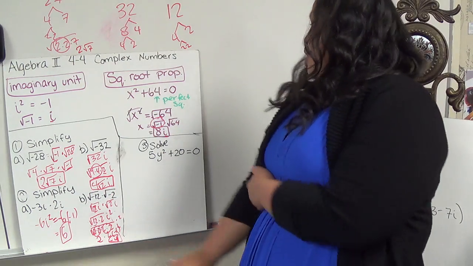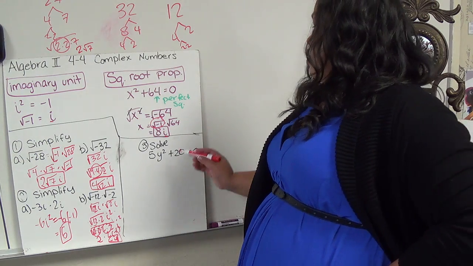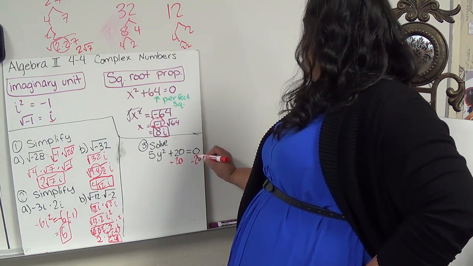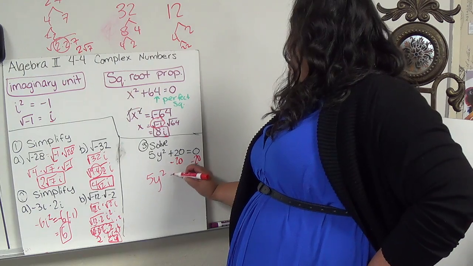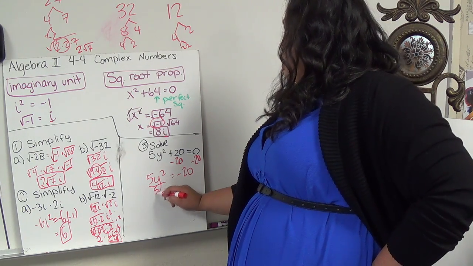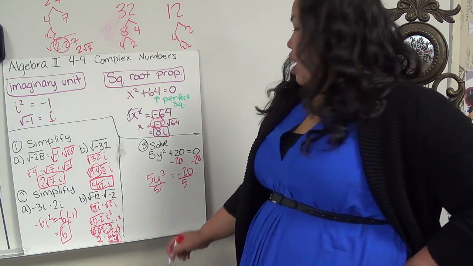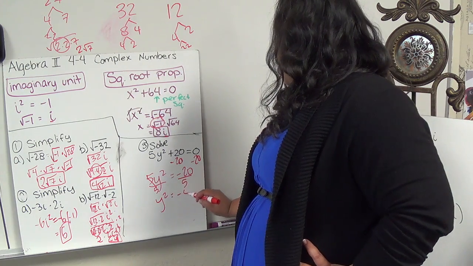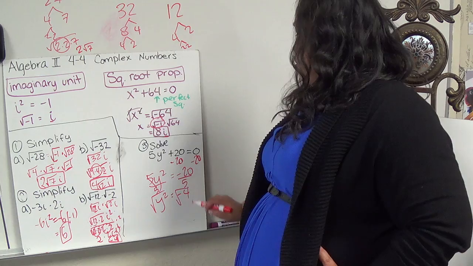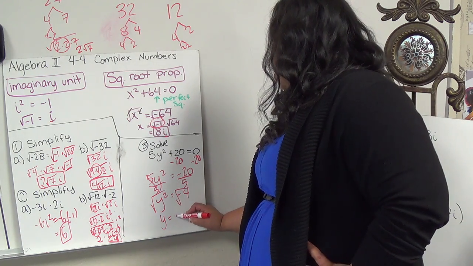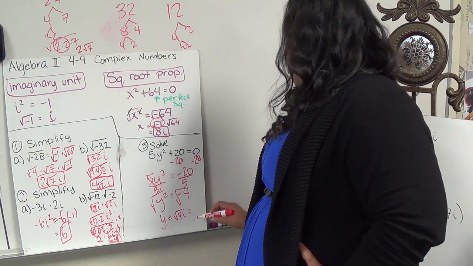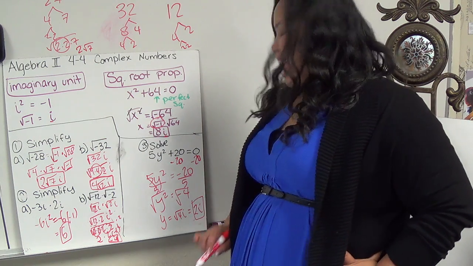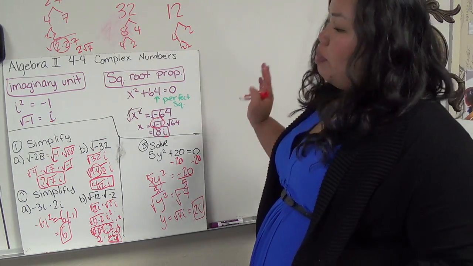This one, it wants us to solve, and what I'm going to do is isolate the y squared. So I'm going to subtract 20 from both sides. I end up with 5y squared equals negative 20. I'm going to divide both sides by 5. Okay. And then this cancels out, I end up with y squared equals negative 4. And now I square root both sides. This would be y equals square root of negative 4, which is the same thing as 2i. And that's my answer.